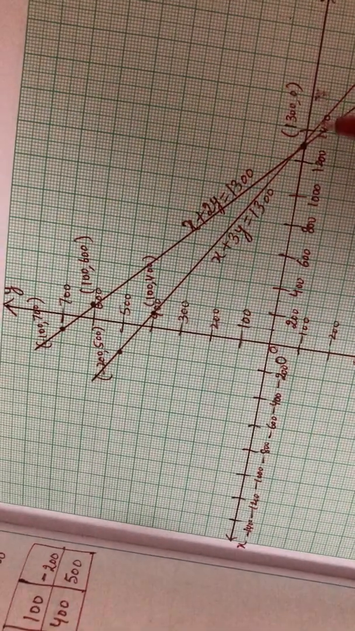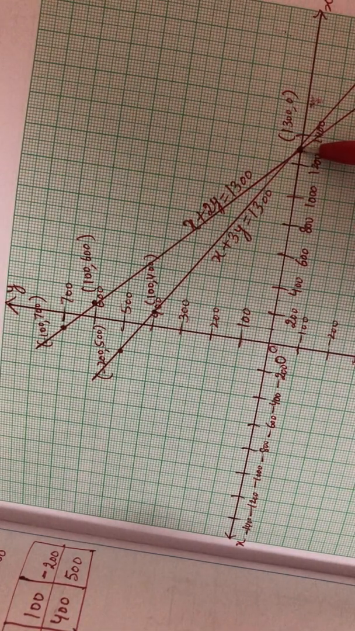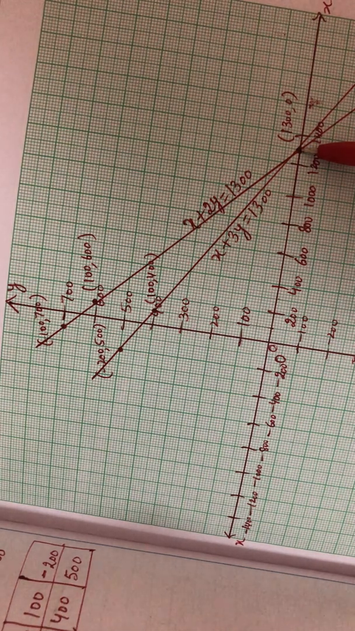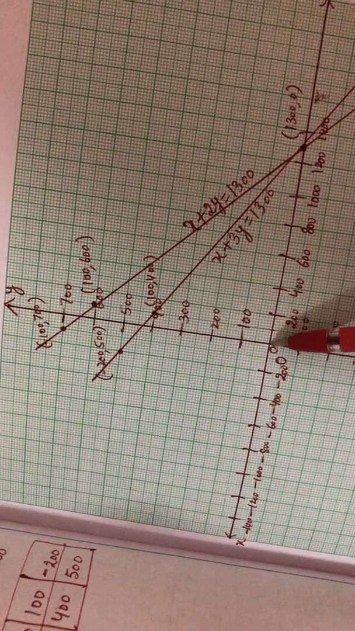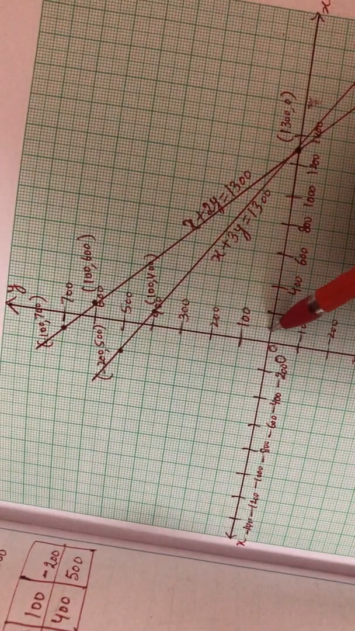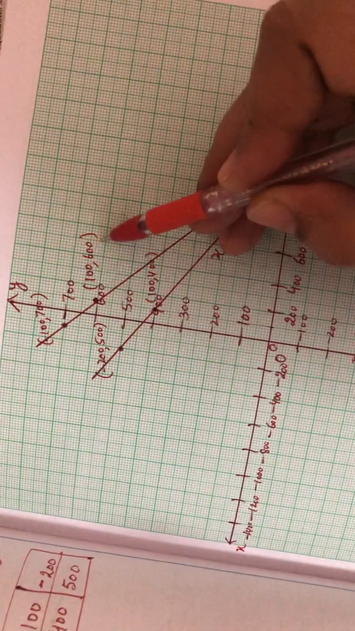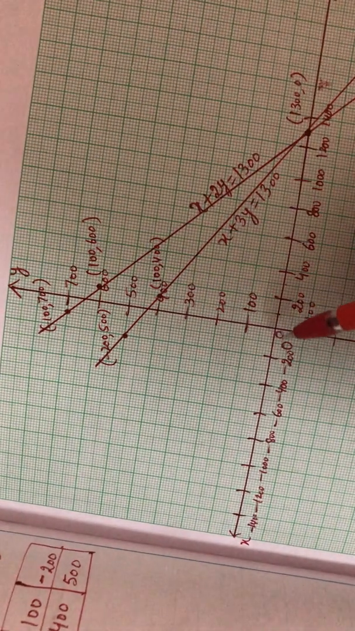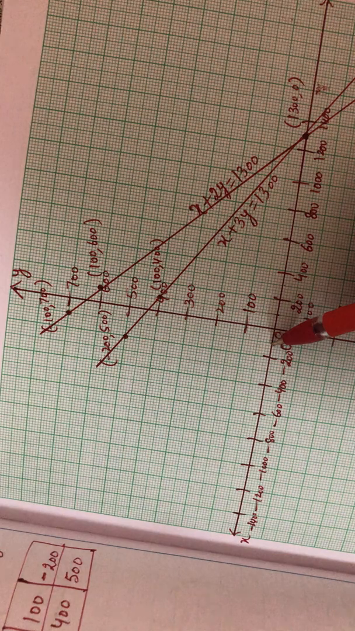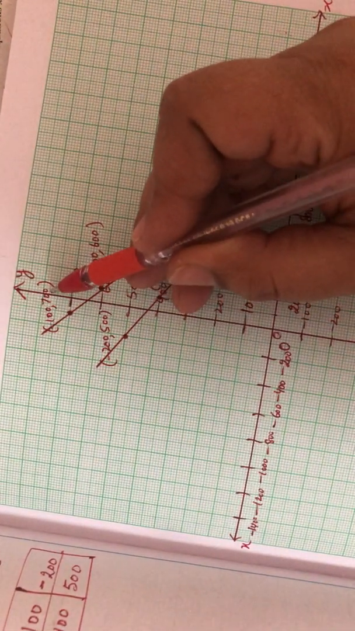So after plotting 1,300, 0, between 1,200 and 1,400 is 1,300 comma 0. So here x is 1,300 and y is 0. Then x is 100, so between 0 and 200 is 100, right? x is 100 and y is 600. So this is 100 comma 600. Then x is minus 100, between 0 and minus 200 is minus 100, and y is 700. So here it is minus 100 comma 700.